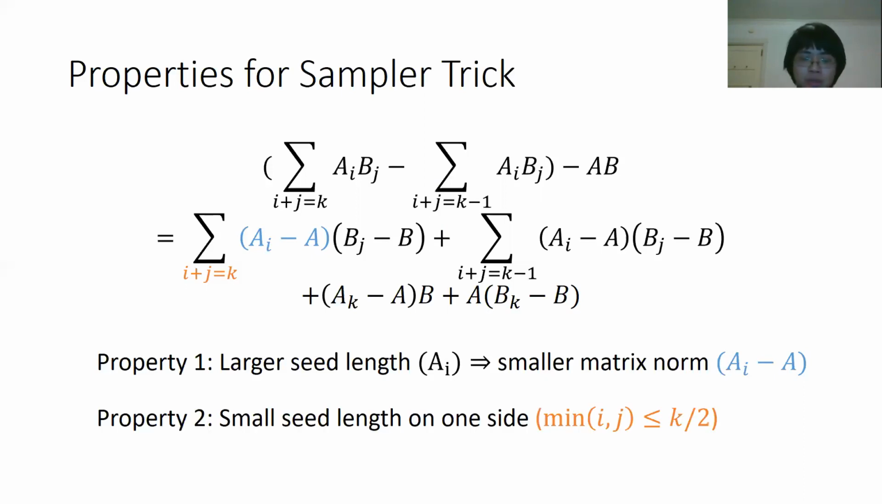And the second property is also true, because observe that we only consider the product AIBJ such that I plus J is smaller than K, so it is guaranteed that either AI or BJ will have a small C length. So this satisfies the second property required for the sampler trick. And note that unlike in BCG, where they construct the small norm matrix explicitly, here the A and B only appear in the analysis, so our small norm matrix is kind of implicit.